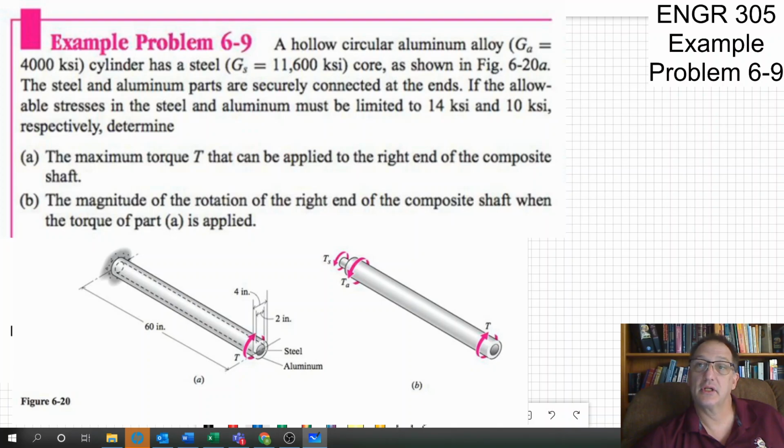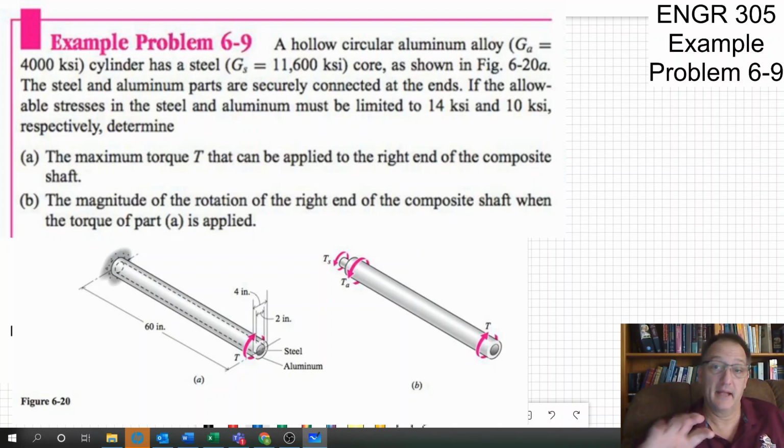A hollow circular aluminum alloy, so they give us material properties, has a steel core. So that's an interesting thing, as shown in figure 6.20A. I copied that from the next page and put it on, you can see it, right? The steel and aluminum parts are securely connected at the ends. If the allowable stresses in the steel and the aluminum must be limited to 14 KSI and 10 KSI respectively, determine, let's just start with that, what's the maximum torque that can be applied to the right end of the composite shaft?